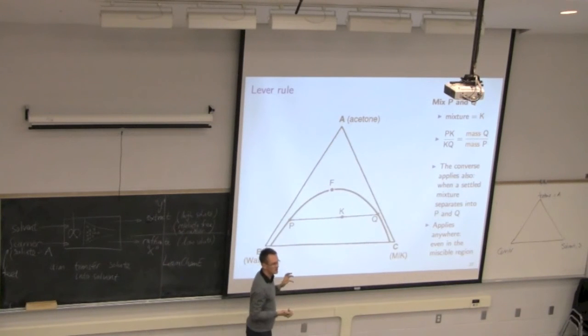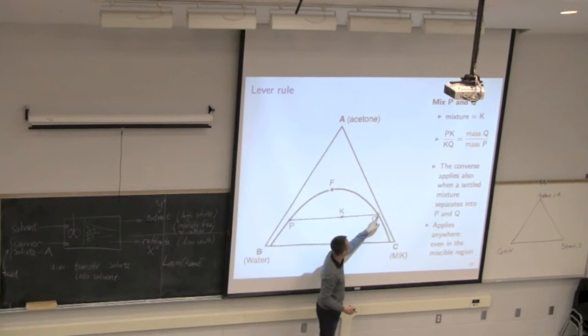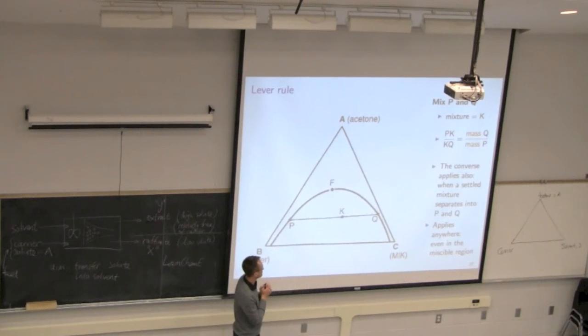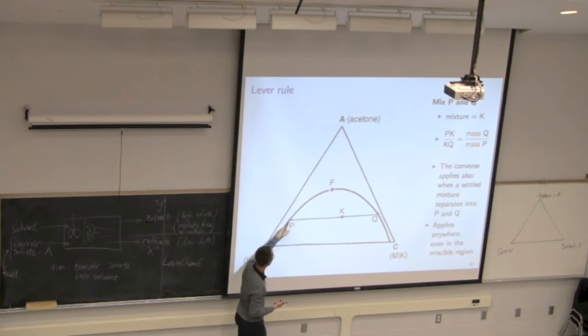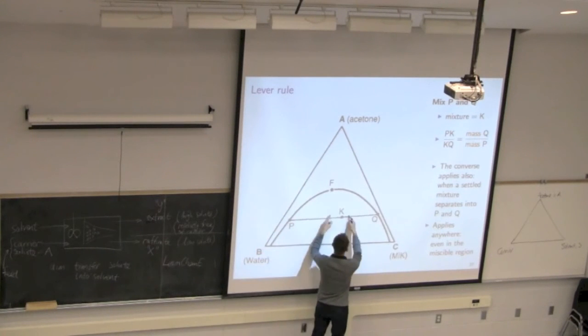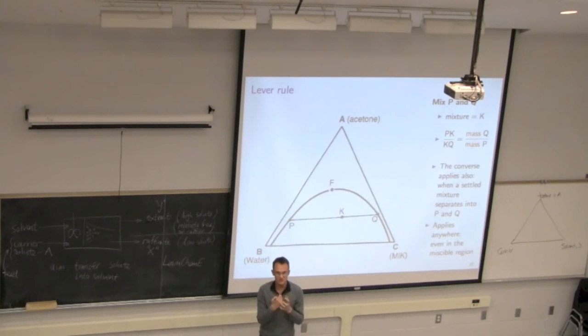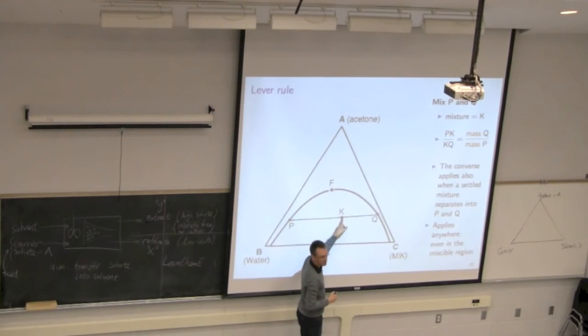Another way to see this is, let's say I take a mixture P, which is a mixture of A, acetone, B, water, and C, MIBK. I take a mixture at that composition P with a certain weight, and I take a mixture Q with a different composition and a different weight. I mix them up. While I'm mixing it, that mixture has that blended composition K. That well-mixed mixture, at that moment in time, is at composition K.